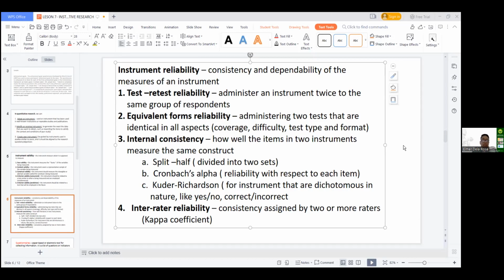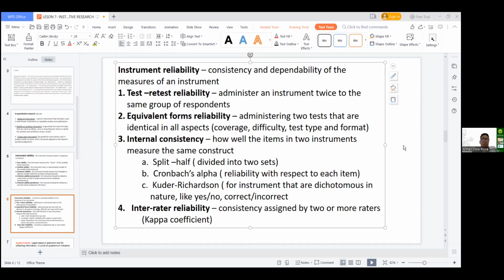Then the third one is Kuder-Richardson or the KR, for instruments that are dichotomous in nature. The questionnaire is answerable by a yes or no, or the test has correct or incorrect test format. Then pwede nating sukatin ang internal consistency of that test using Kuder-Richardson.